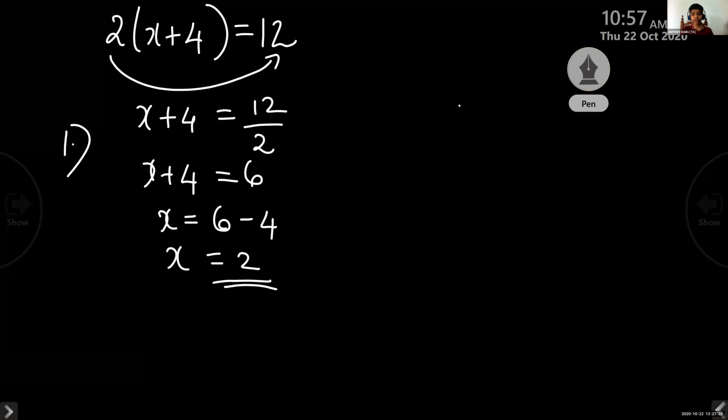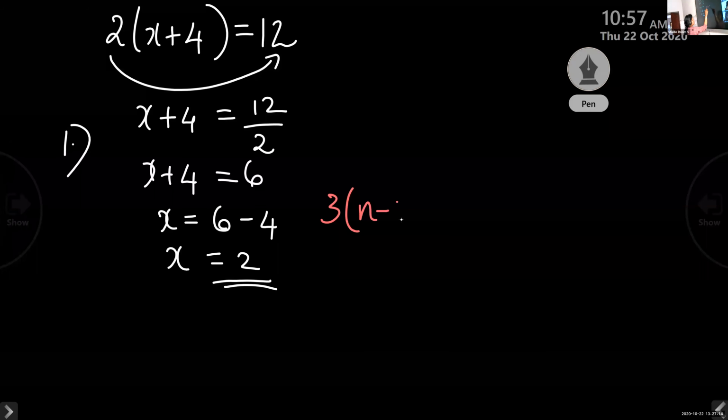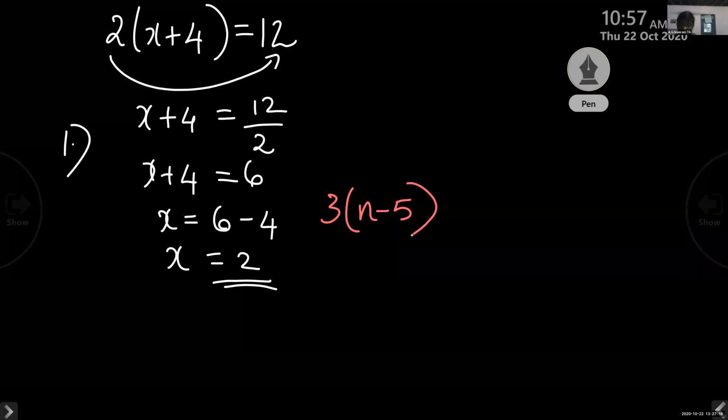Ma'am, I have a doubt, another method. Okay. I'll discuss one by one. Okay. Next question was 3 into n minus 5 equals negative 21. What is the answer you got? Negative 2. Very good.